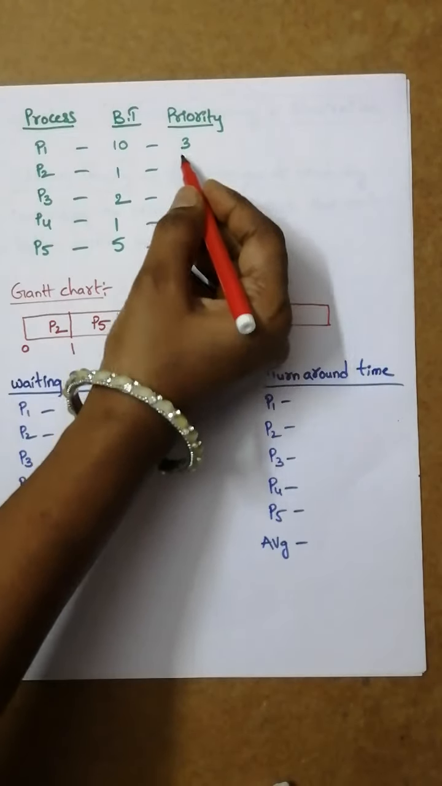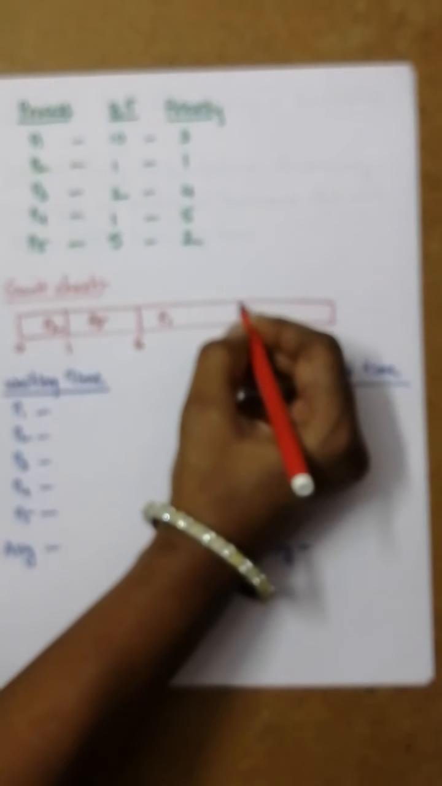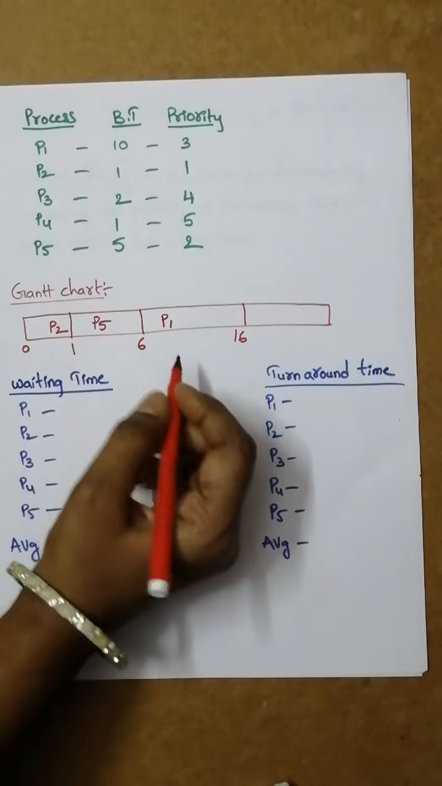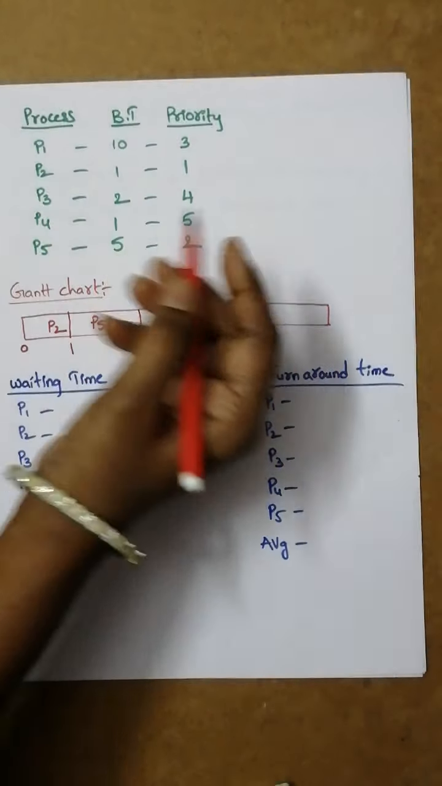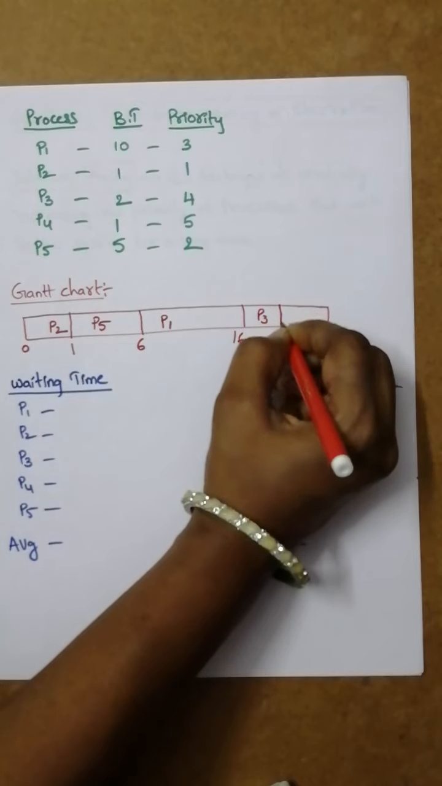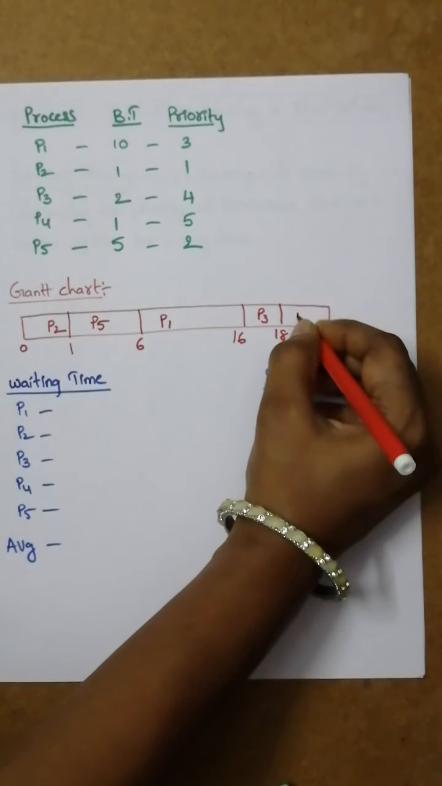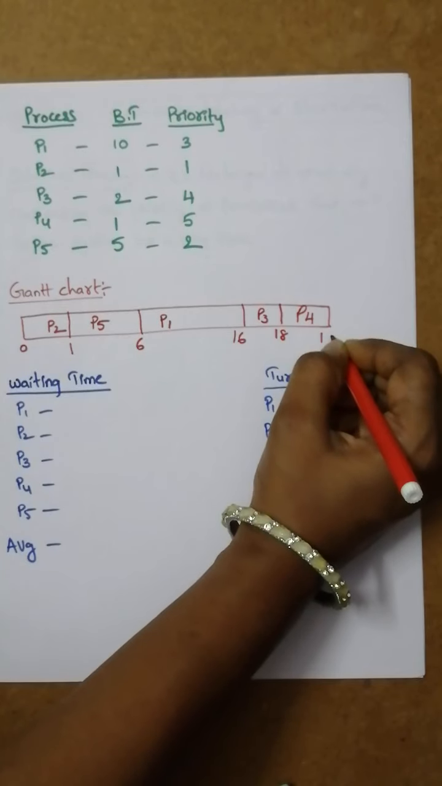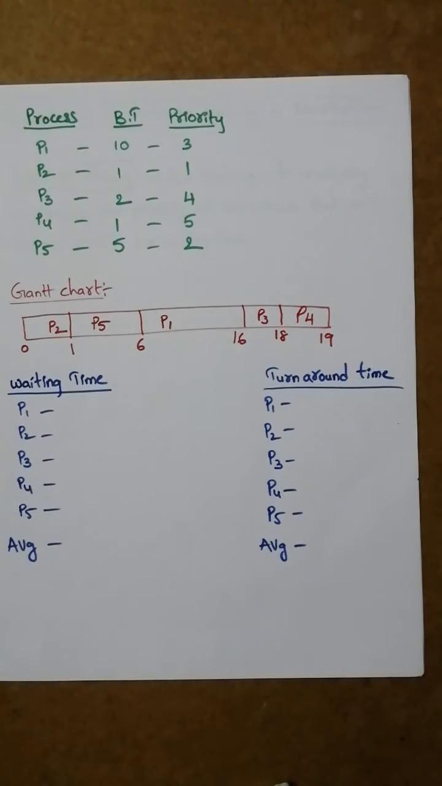Next priority is for P1. P1 will execute for 10 milliseconds, that is 6 plus 10, which is 16. Next priority is for P3. P3 is executing for 2 milliseconds, that is 18. And the last one is P4, which is executing only for 1 millisecond, that is 19. So this is the sequence of execution of priority scheduling, if these processes arrive at the same time. If arrival times are also given, then you have to compare their priorities based on the arrival time.